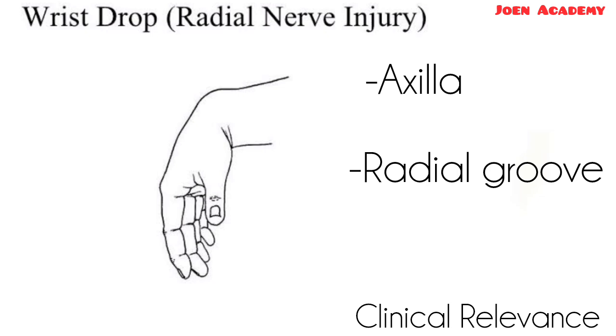The radial nerve innervates all muscles in the extensor compartment of the forearm. In the event of a radial nerve lesion, these muscles are paralyzed. The muscles that flex the wrist are innervated by the median nerve and therefore are unaffected. The tone of the flexor muscles and gravity produce unopposed flexion at the wrist joint.